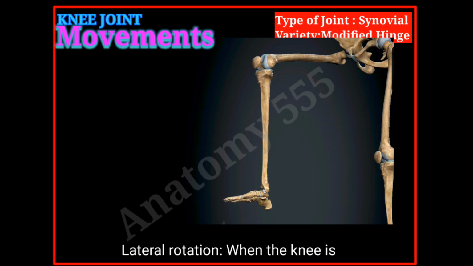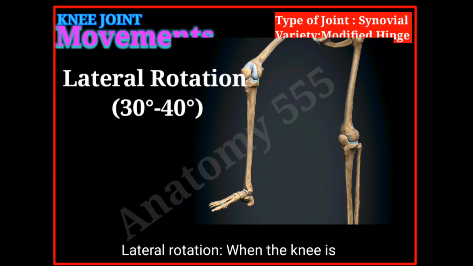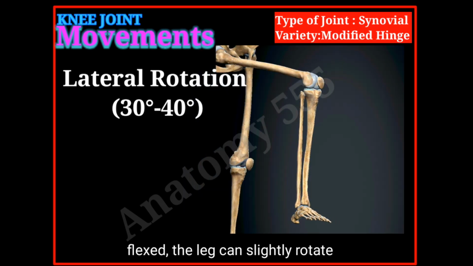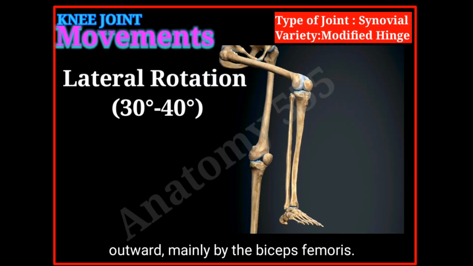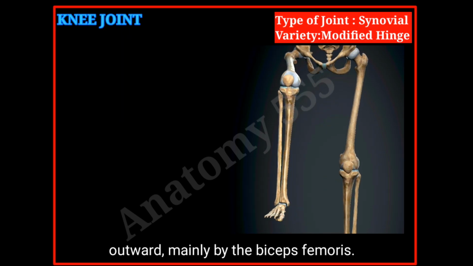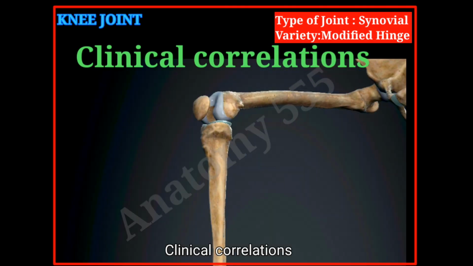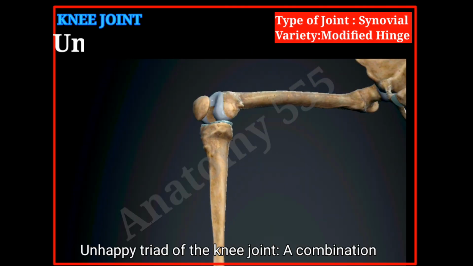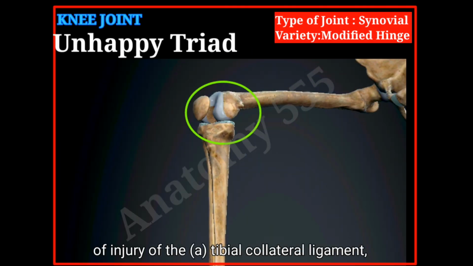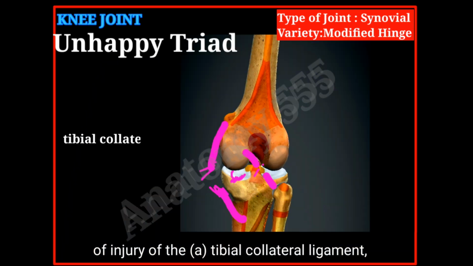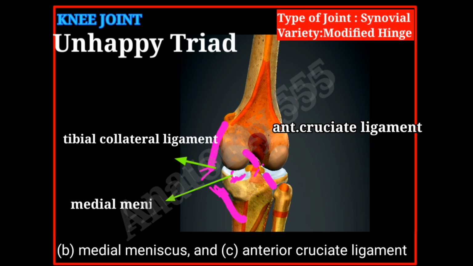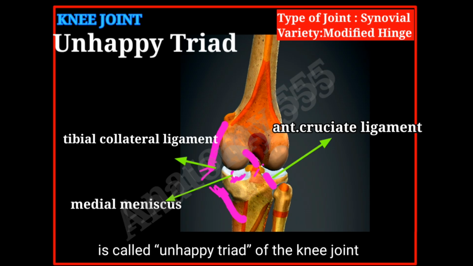Lateral rotation. When the knee is flexed, the leg can slightly rotate outward, mainly by the biceps femoris. Clinical correlations. Unhappy triad of the knee joint, a combination of injury of the tibial collateral ligament and medial meniscus and anterior cruciate ligament is called unhappy triad of the knee.